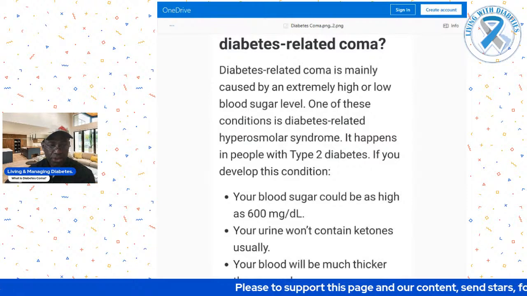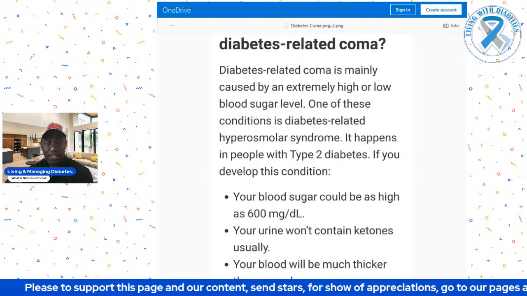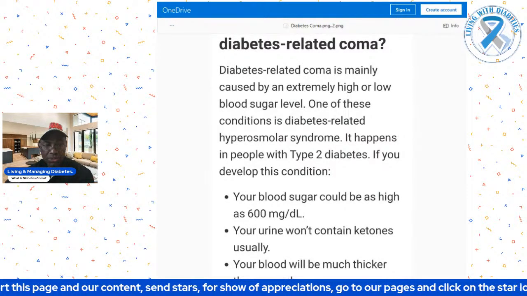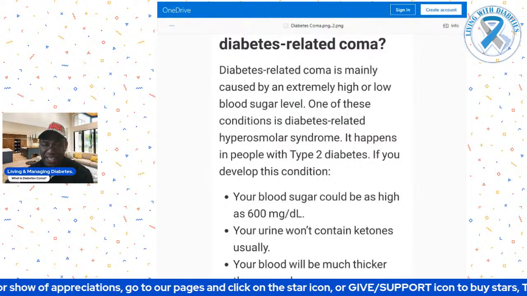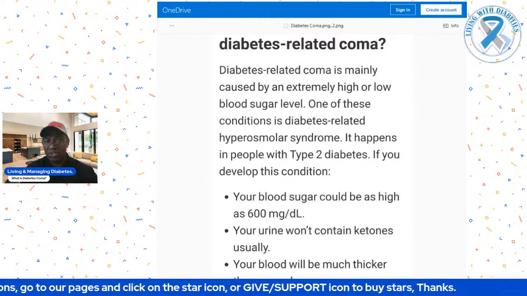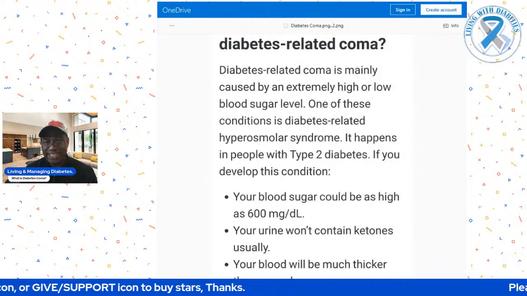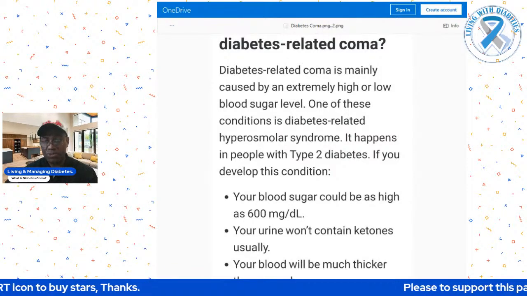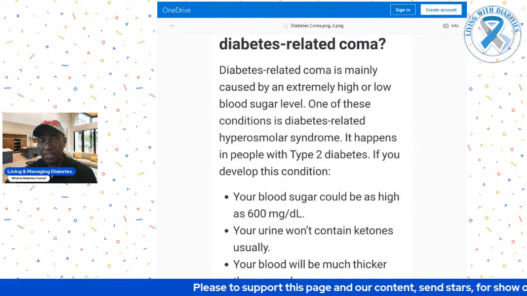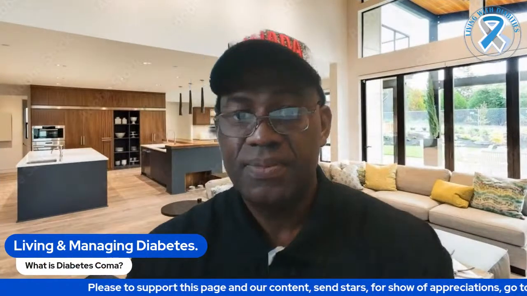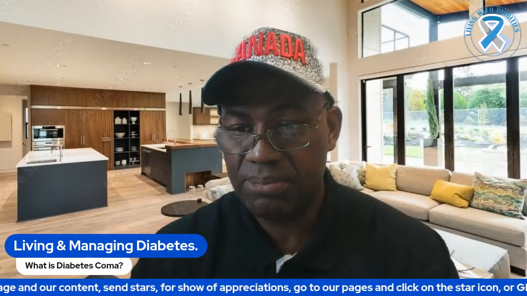Number three, your blood will be much thicker than normal. Why is your blood much thicker than normal? Because of the high concentration of sugar, glucose, in your blood. Instead of lighter, it becomes much thicker than normal. All right. So I'm going to stop this and we're going to go into the continuation.